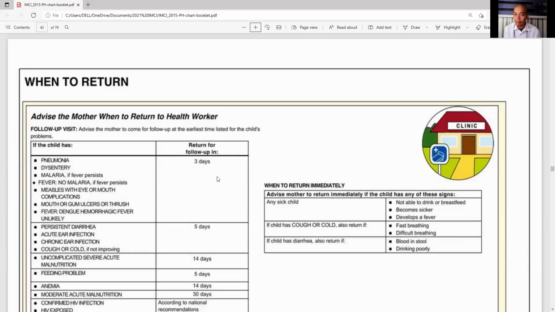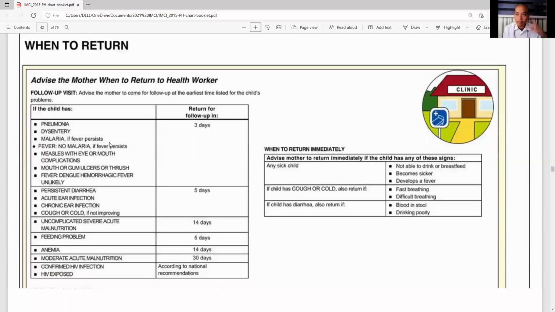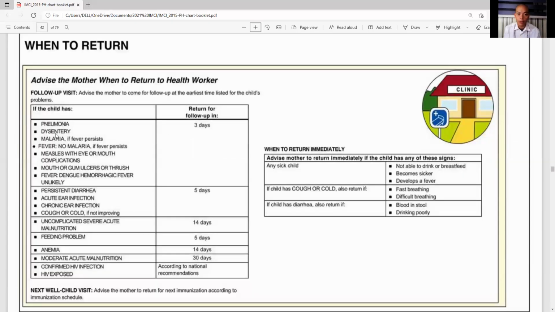Because when to return, ang meron lang dito sa page na to is specifically the date. Remember, dun sa taas, when to return, tapos meron mga interventions. Here is specifically for the days lang. Pneumonia, dysentery, malaria, return, follow up kayo after 5 days. Feeding problem, anemia, 5 days, 14 days. Okay, so mas specific itong chart na to in terms of days kasi yung nasa taas may interventions pa.